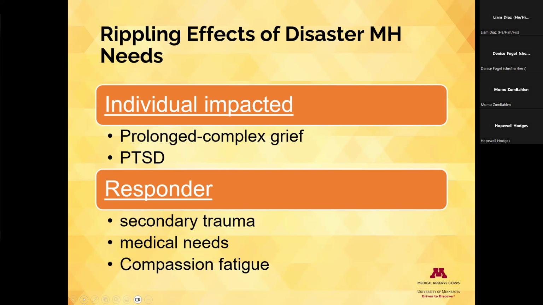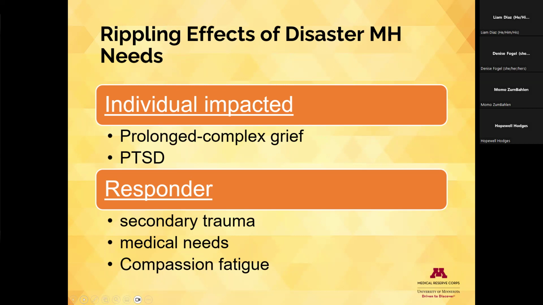The literature pretty consistently points to the fact that for prolonged complex grief, it is very beneficial to be able to connect that individual to a group support system, whether that is group therapy or an affinity group or a grief support group.